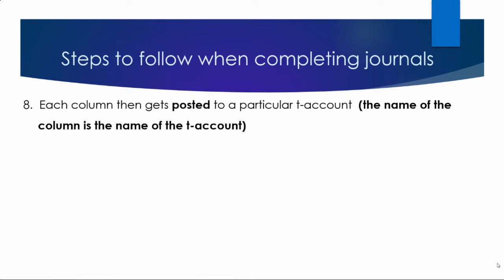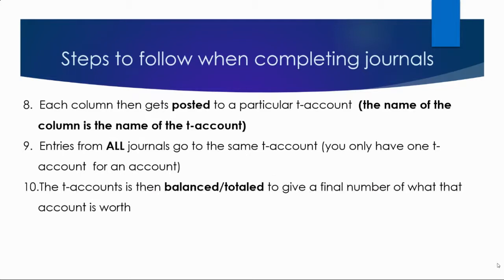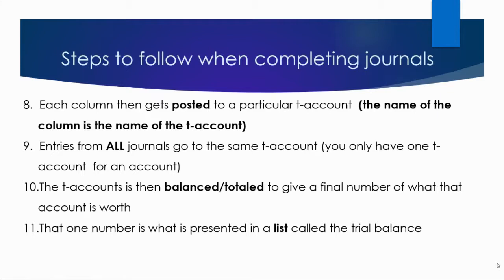Then each column, once you've totaled it, you post that total to your general ledger account, and you do the same for each and every column. And you might find that you have multiple journals going to the same T account. That is absolutely fine. That is how it works because we use one account for all types of transactions. And then once you've finished capturing everything in your general ledger account, you balance or total your general ledger account, and that balance or total is what you then transfer to your trial balance, or your list, where you summarize all of these transactions.